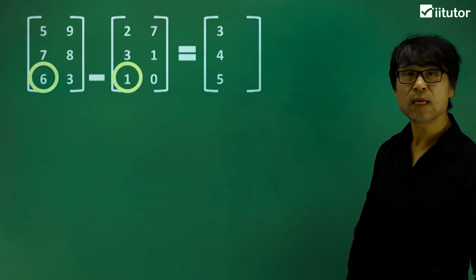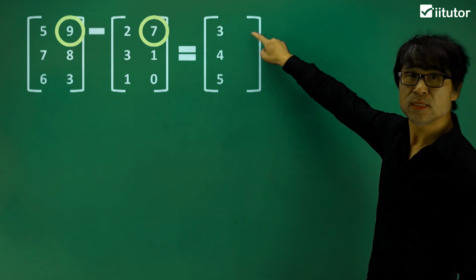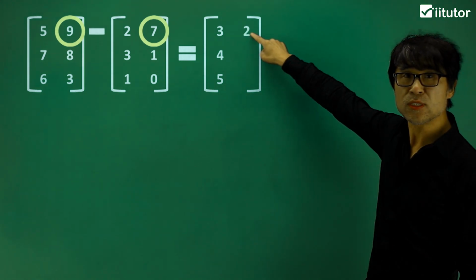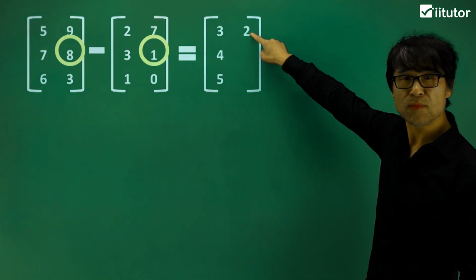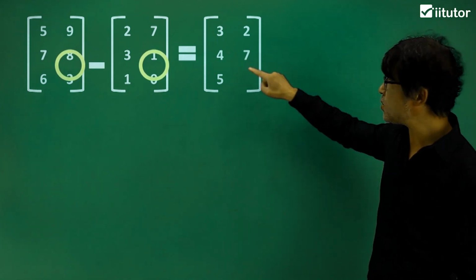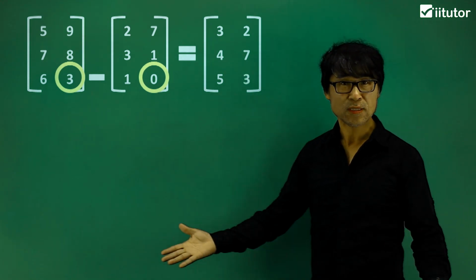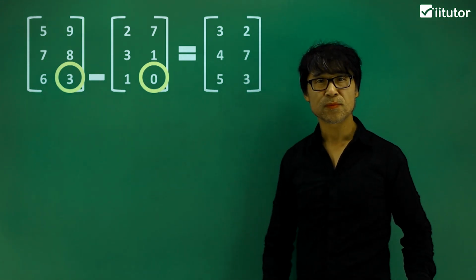Okay, and then what else? 9 minus 7 is written over here, which is 2, and then 8 minus 1, which is here. Okay, and then 3 minus 0, which is simply 3. That's all. That's all you need to do.